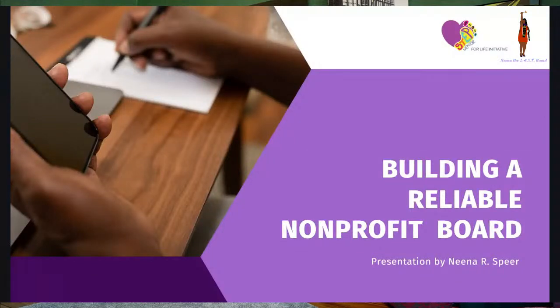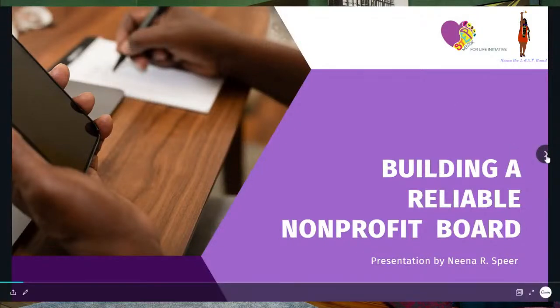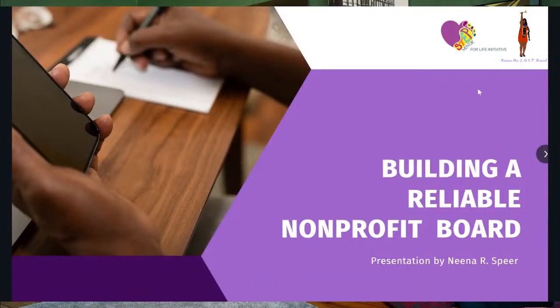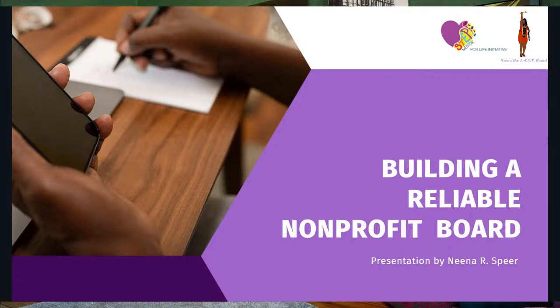And I want you guys to build a reliable nonprofit board. So the next step, guys, I want you to remember that we have to have a nonprofit that we're using. So I actually own a nonprofit called Step 123 Mentor for Life Initiative. And as you can see at the top, there is our logo.